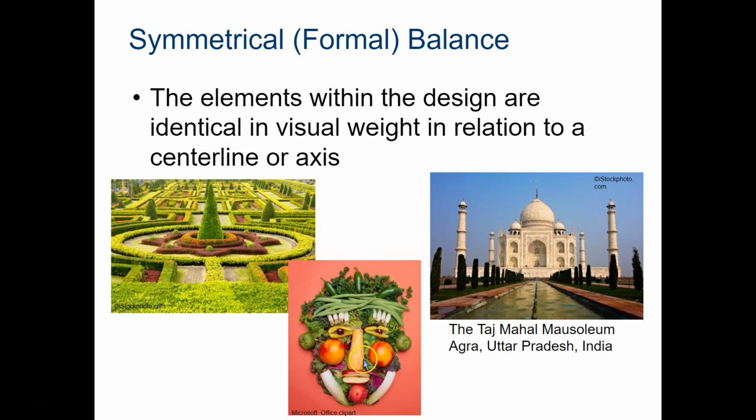Same thing if I take this face made out of vegetables and fruits. Everything on the left is mimicked on the right, and almost perfectly. A very good example of a formal or symmetrical balance. Center line running right through the middle. In this case, vertical line, horizontal balance. Over here, I can do the same thing. A vertical line running right through the center of this image produces the same imagery on the left as on the right. There is a horizontal symmetrical balance.